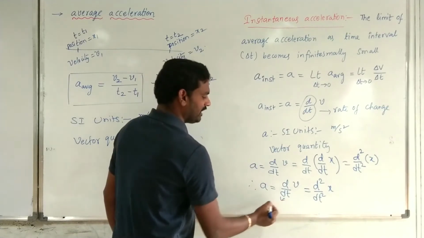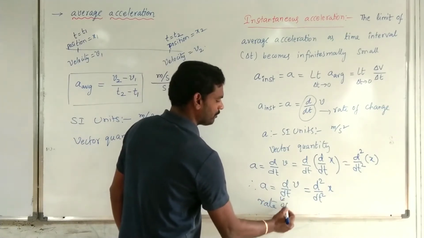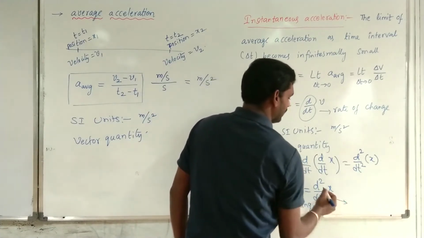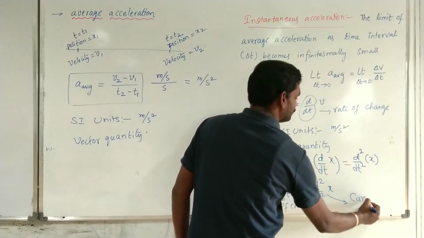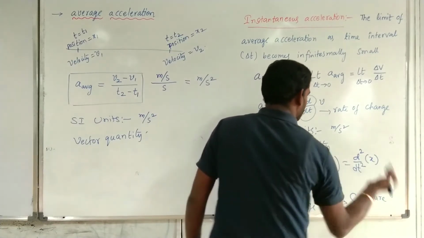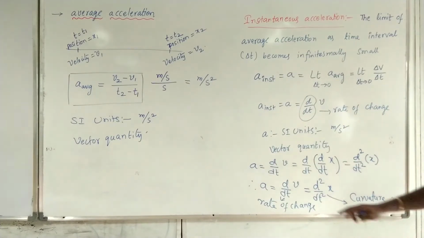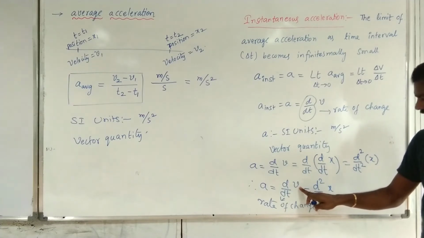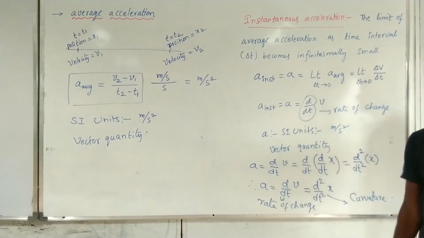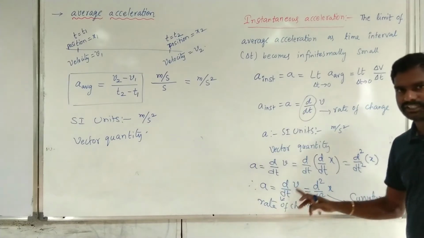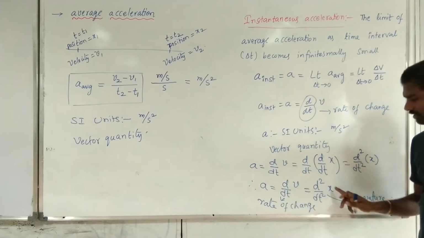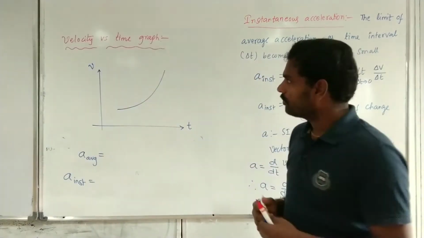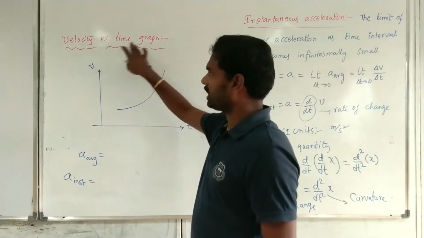We call d by dt the rate of change, and d square by dt square is called the curvature. See here, acceleration can be written as the rate of change of velocity or the curvature of position. In terms of velocity, it is the rate of change of velocity, and in terms of position, the curvature of position is called the instantaneous acceleration. We are going to discuss the velocity versus time graph here.